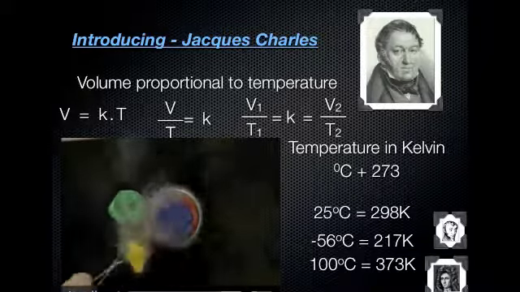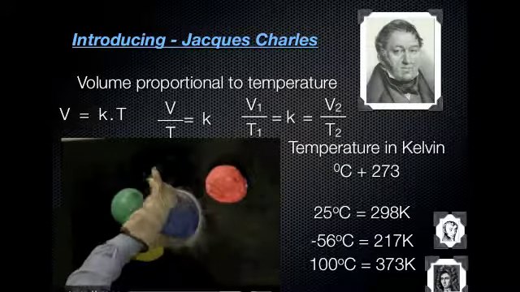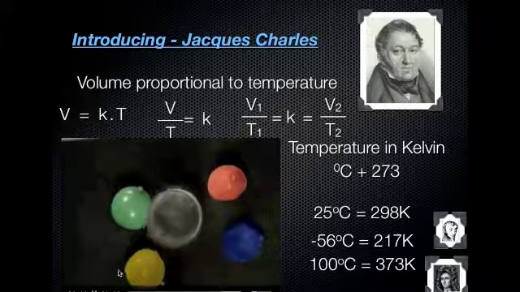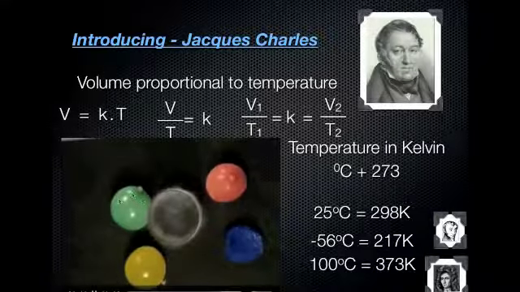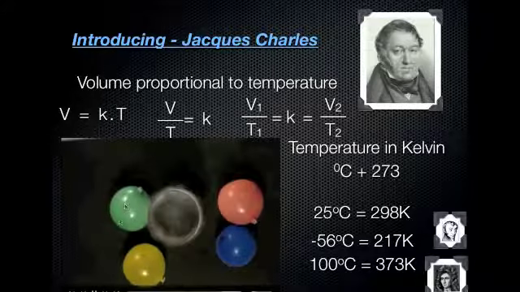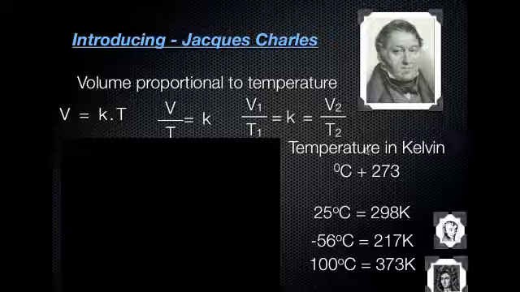And then if you take it out of the liquid nitrogen, it heats back up to room temperature, and the volume comes back to room temperature, where we got a direct correlation between the volume inside the balloon and the temperature of the gases inside the balloon as well. It's nice to note that the temperature should always be measured in Kelvin.